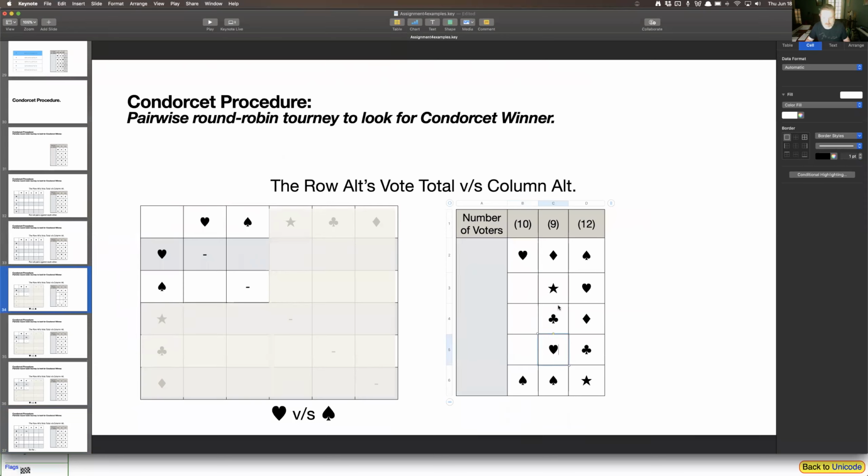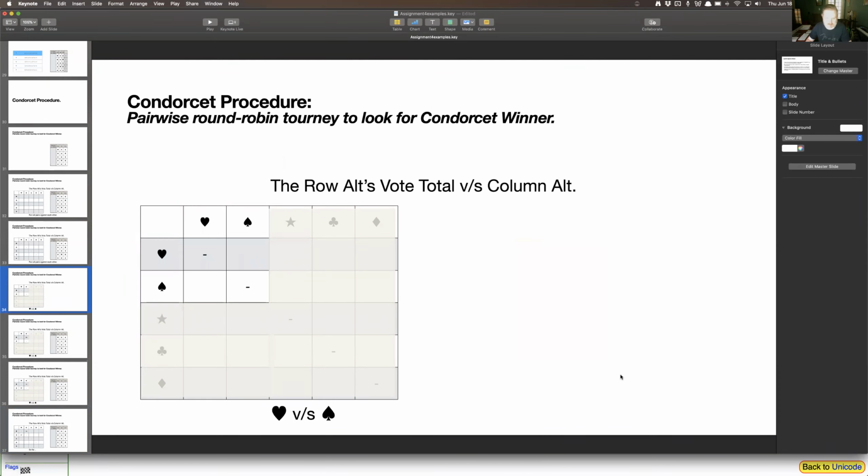Wish these cleared a little. Oh, they do clear easier, good. Okay, hearts against spades.